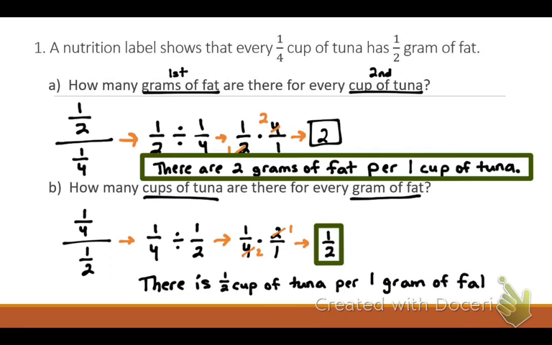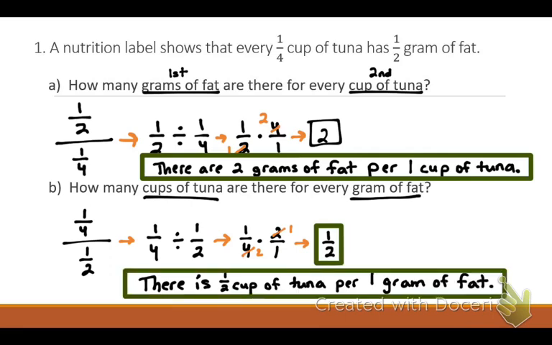So here's the deal. When it asks you with this word right here, every gram, that means 1 gram. Okay, it's asking you how many cups of tuna are there for 1 gram. So your answer is correct. There is a 1/2 cup of tuna per 1 gram of fat.